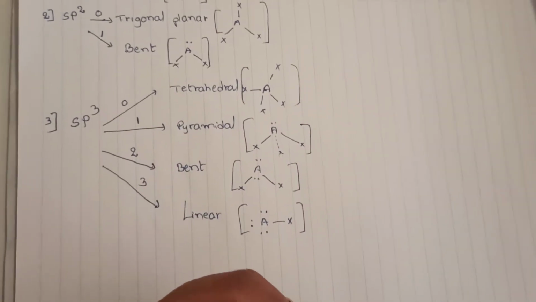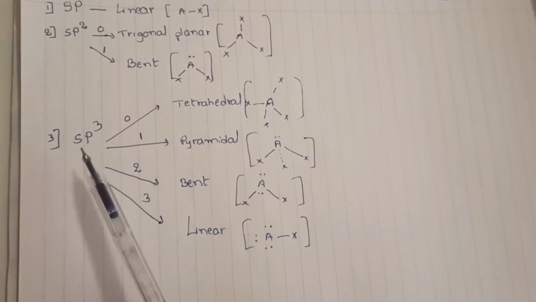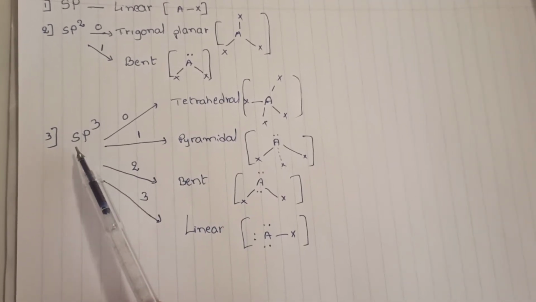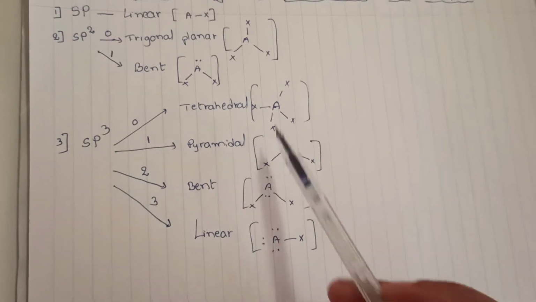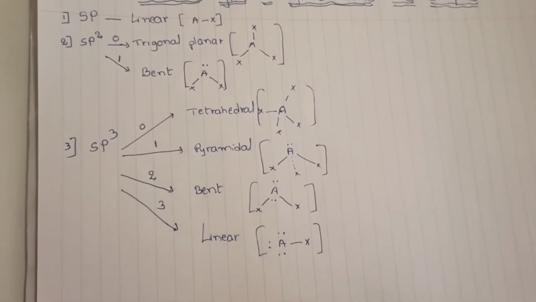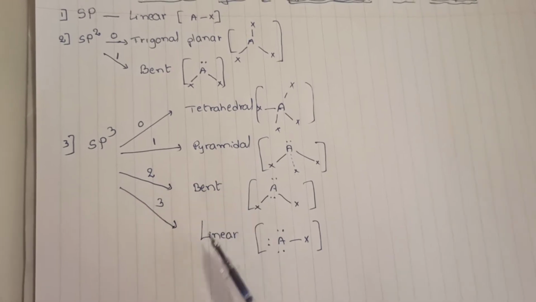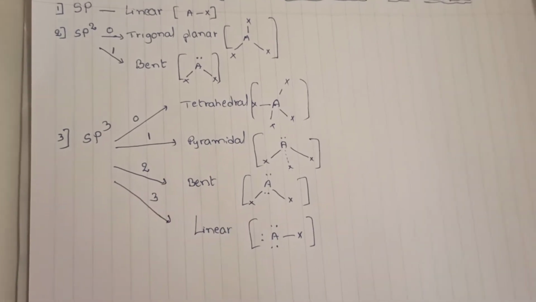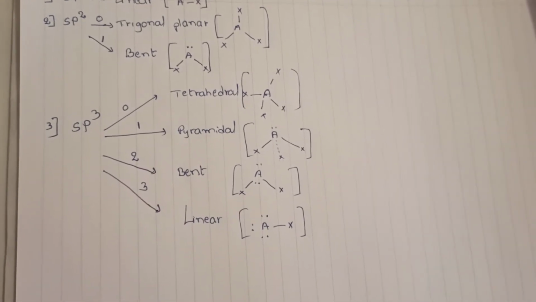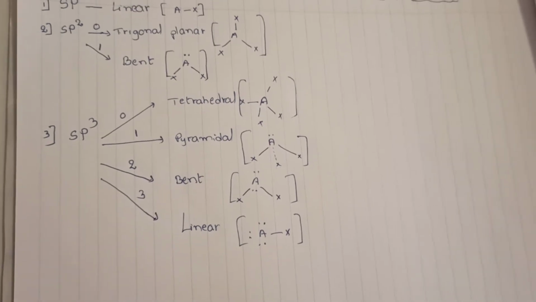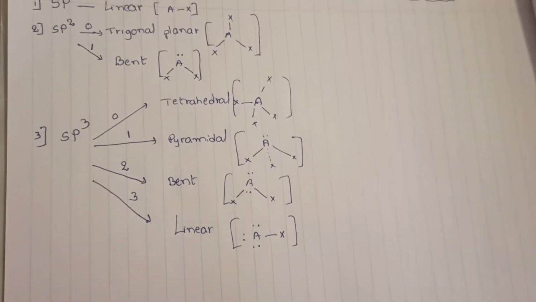So in this way, even though the central atom is undergoing sp3 hybridization, there is a possibility of having different shapes. It may be tetrahedral or pyramidal or bent or linear. That's the reason why you have to see how many lone pairs are present on the central atom in order to give the geometry of the molecule.